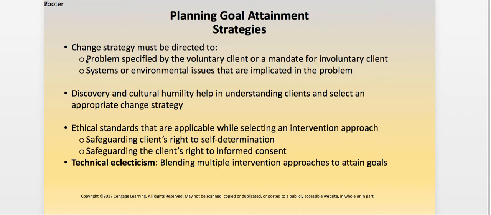So we start out looking a little bit at some of the strategies for planning goal attainment, and of course, change strategy with our client should be directed towards the problem that really is specified by the client. If it's a voluntary client, at least that we're working with. If we have an involuntary client, sometimes those problems are mandated by the court or by a child protection agency or some other government entity. If it's a minor child, sometimes that problem is mandated by the parent, defined by the parent, I should say.